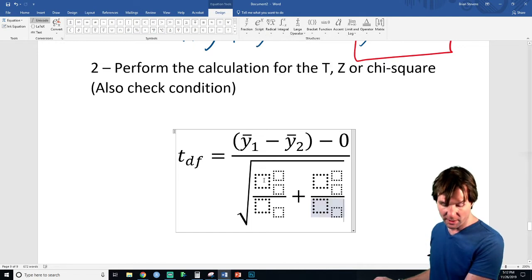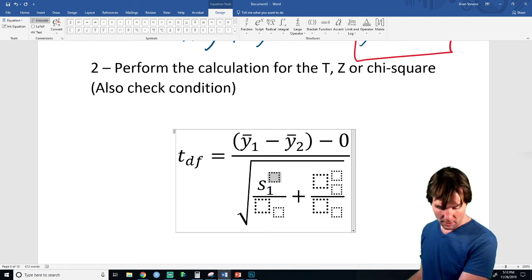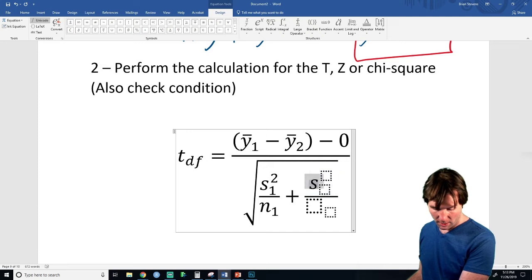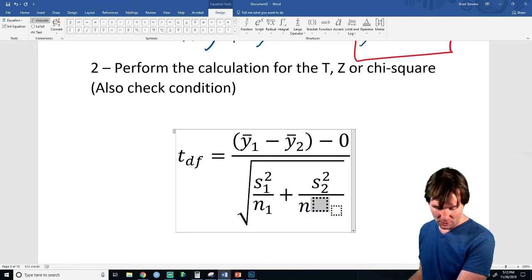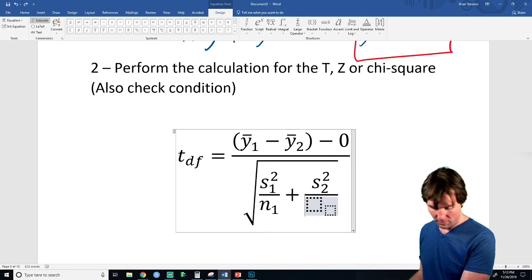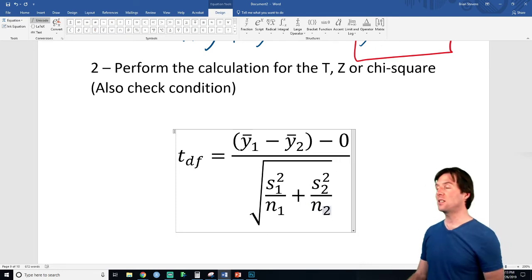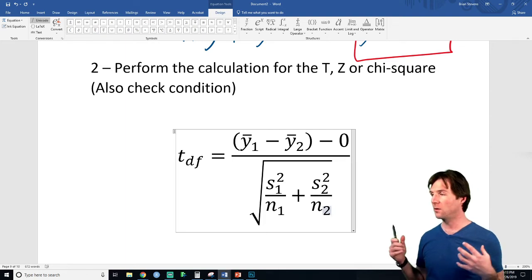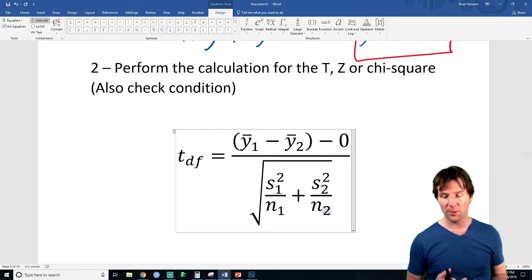If you look at the similarities with what I just pasted, it is going to be S1 squared over N1 plus S2 squared over N2. It's basically S over the square root of n, but with the grouping of the two. So we have both standard deviations and both sample sizes right here.